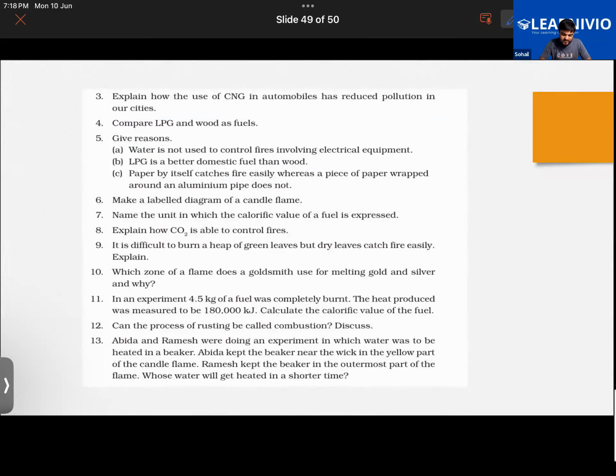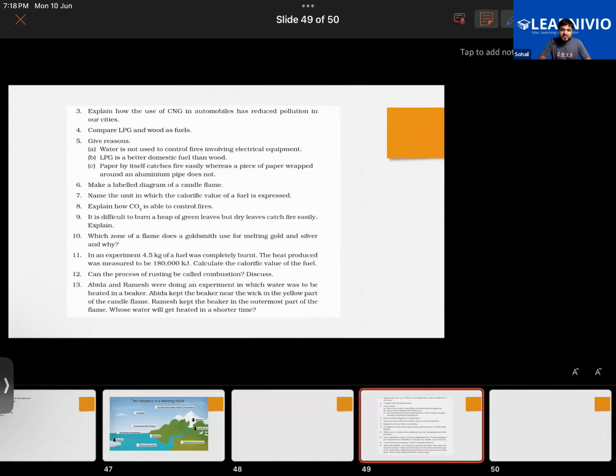Okay, so the chapter has been finished. Let me give a quick recap of the things we learned in this chapter. First of all, we learned about combustion. We learned that a substance reacts with oxygen and gives off heat and light. We learned about combustion of magnesium, where magnesium oxide was produced. What is the color of magnesium oxide? Yes, it is white in color and it is basic in nature.